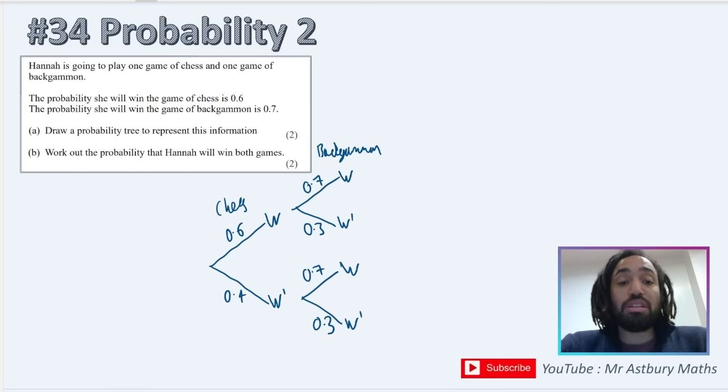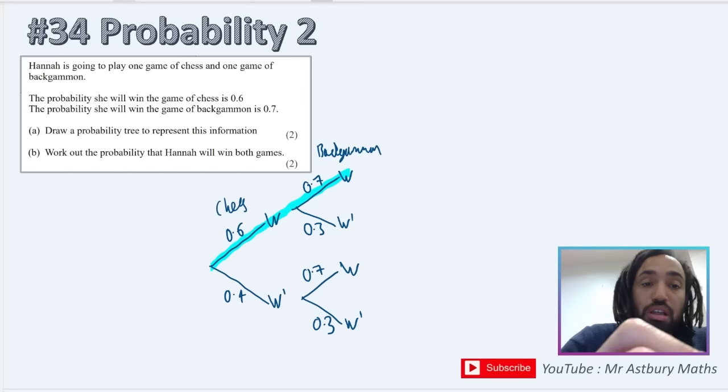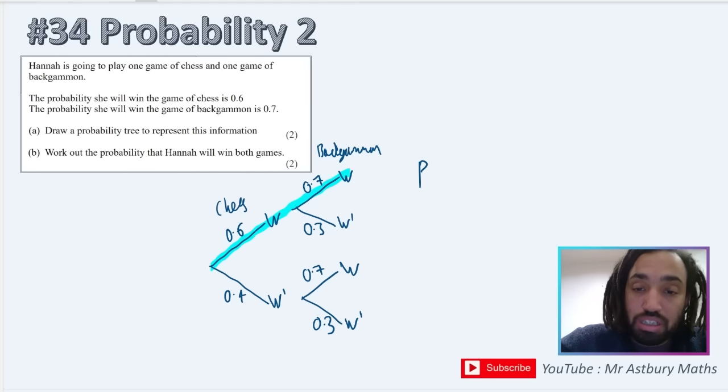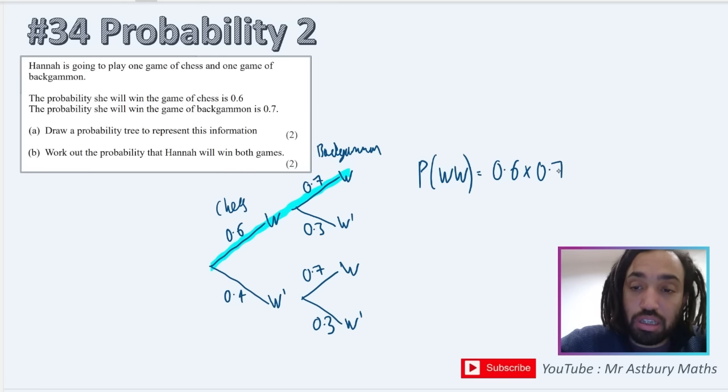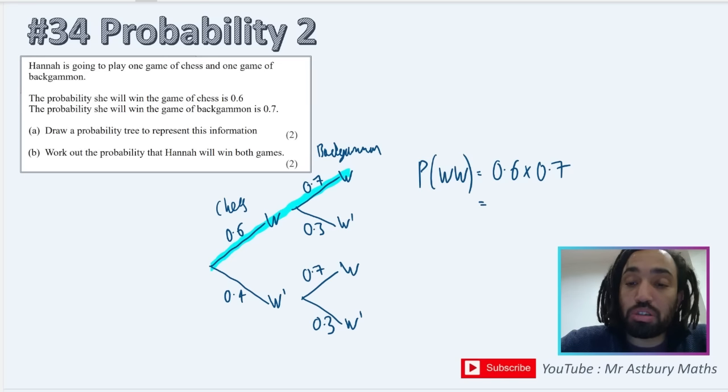Now work out the probability Hannah will win both games. So all we need to do is go down the branch where she wins both. So we say the probability of her winning and then winning again is equal to 0.6 times 0.7. And I'm multiplying because I said the word and. I said winning and then winning again, which means I need to multiply the probabilities and I get 0.42.